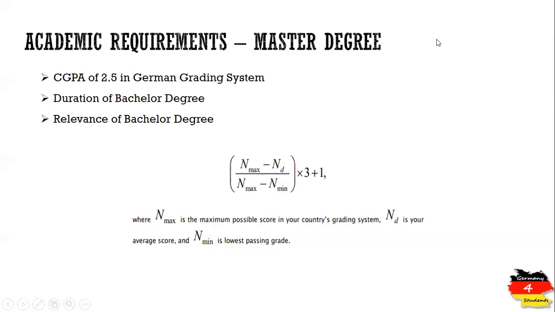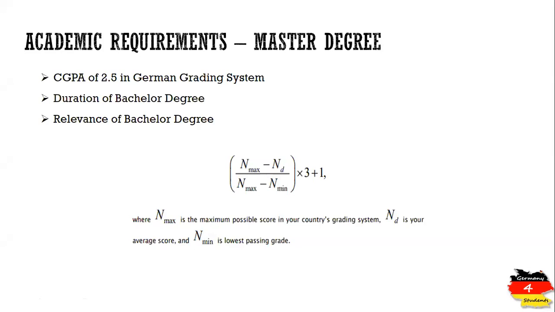So I hope now this point is clear. Next is the duration of your bachelor degree. Germany usually asks for 4 years of bachelor degree. If your bachelor degree is 3 years or 3.5 years, it's not possible to get admission into 99% of the universities, because then you do not fulfill the academic requirements, which means you will not be getting admission.